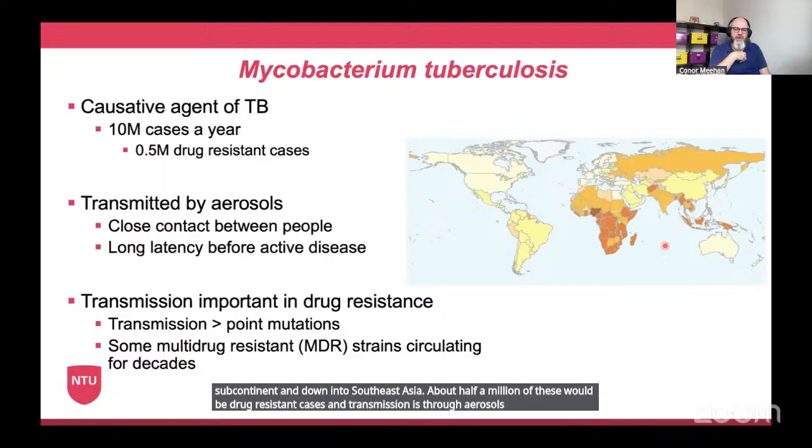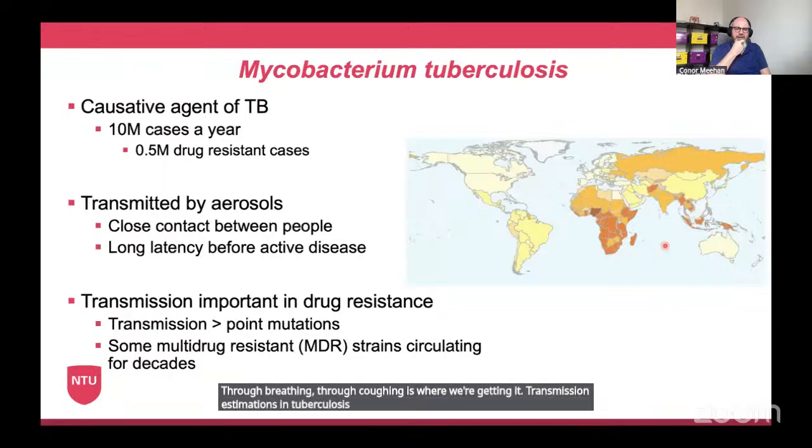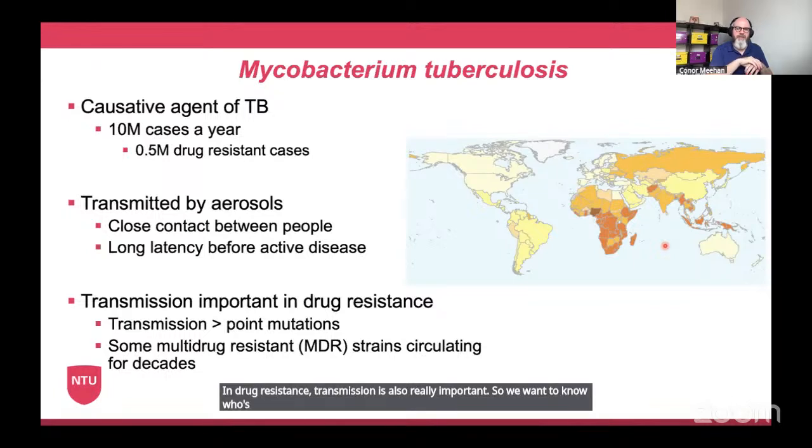So similar to what we saw with COVID-19 or SARS-CoV-2 and things like that, through breathing, through coughing is where we're getting it. Transmission estimations in tuberculosis and MTB are quite difficult because we have these long latency periods. So someone may become infected but not have active disease for maybe a year afterwards, and they could be transmitting through that period. That's a bit contentious. In drug resistance, transmission is also really important. So we want to know who's infecting whom, but a lot of drug resistant related cases are also due to transmission. So it's important not only from a public health aspect, but also from a clinical aspect in terms of antimicrobial resistance tracking.